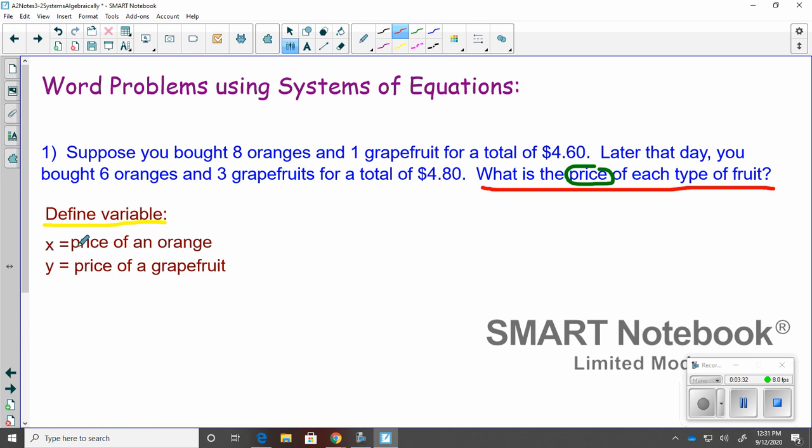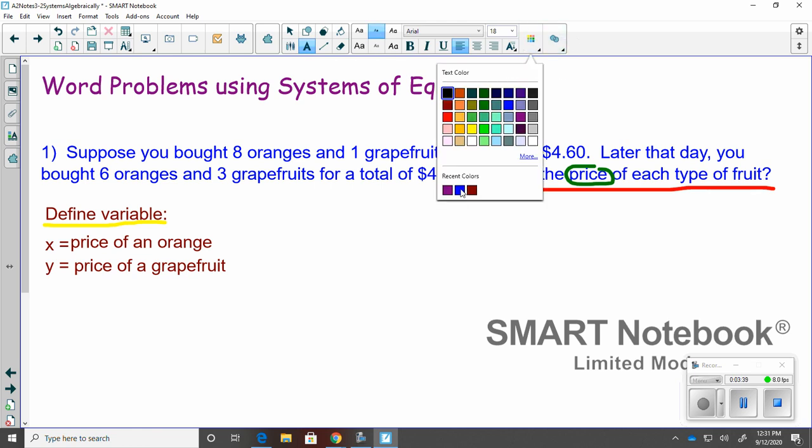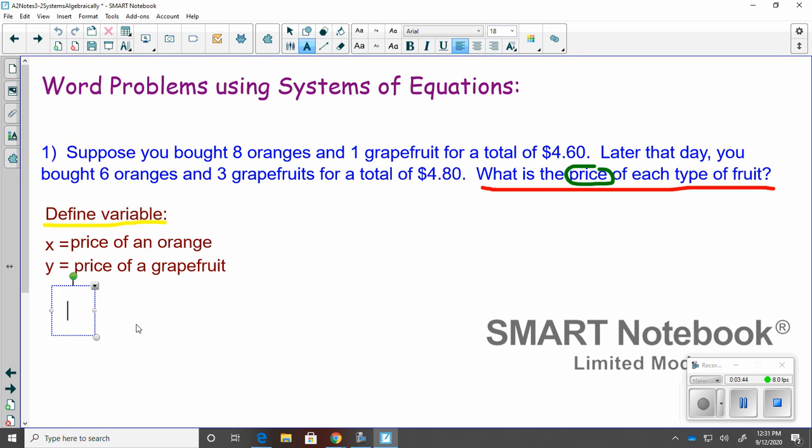So we know that X stands for the price of an orange and Y stands for the price of a grapefruit. Therefore, when we write down our system, we're going to start with the first purchase. Your first purchase was you bought 8 oranges. We don't know right now how much each one was, but we know that X represents that. And so right now on the board you see 8X. That is an algebraic expression that's representing the total price of all the oranges you bought for that first purchase.